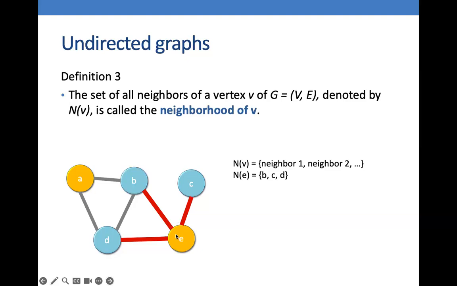Now let's look at this vertex E. What are the vertices that are adjacent to E? These are vertices D, B, and C. Or B, C, and D. So we can then say that these vertices are the neighborhood of the vertex E. Okay, so let's try to look at vertex A. What would be the neighborhood of A? N(A) would be a set containing B and D, since B and D are adjacent to vertex A.